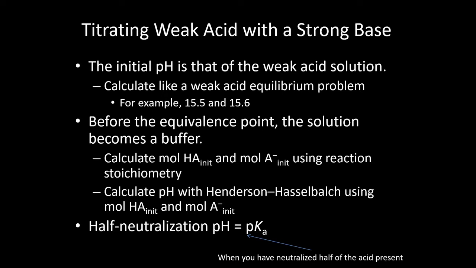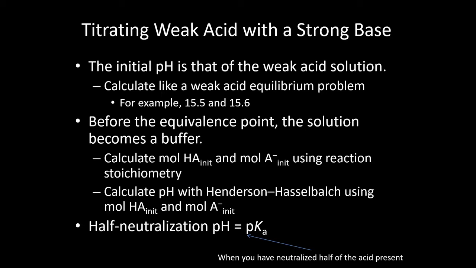We need to know how to find the pH at the beginning, in the middle, and at the end of a titration, because we need to know what's going on in the solution. So we're going to have different rules for finding the pH based on the region of the titration that we are looking at.